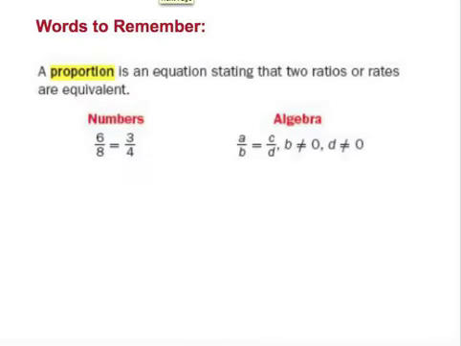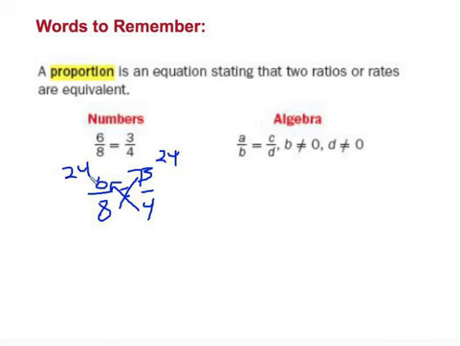All right, just a reminder from the last lesson, a proportion is an equation stating that two ratios or rates are equivalent. We know that 6/8 and 3/4 create a proportion. We also know that we could check that using their cross products like we learned yesterday. So if I were to cross multiply going up, 8 times 3, that's 24. 4 times 6, that's 24.